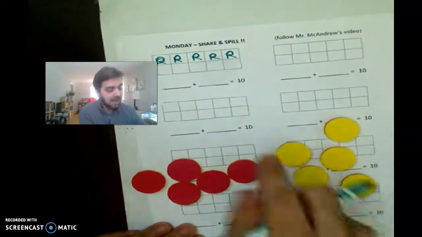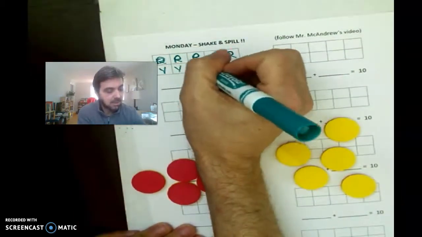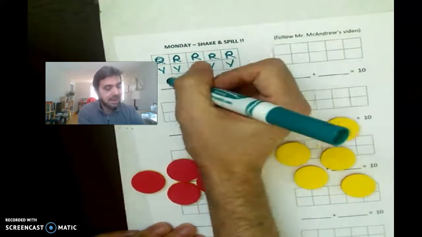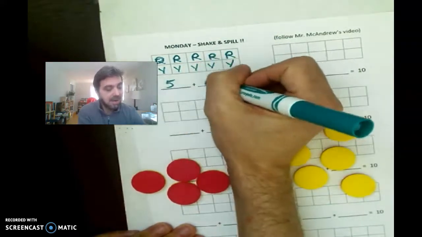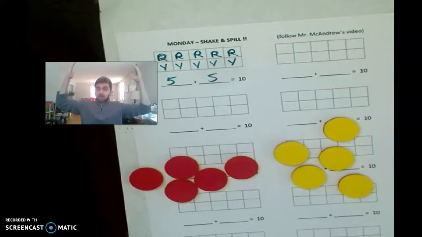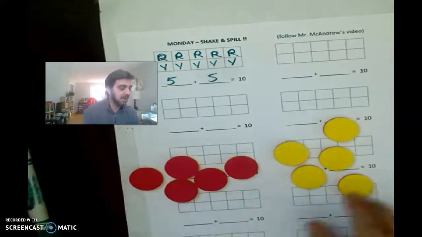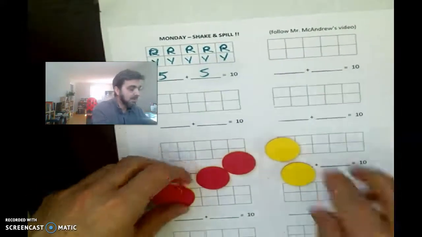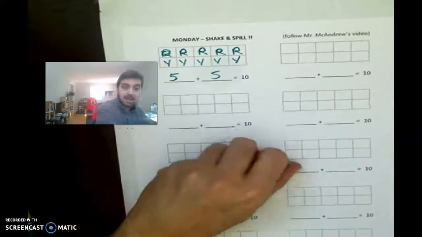So we're going to put, now how many yellows? 1, 2, 3, 4, 5. And then we're going to write 5 plus 5 equals 10. Okay? So that's how it works. And then you just keep going until you fill up the paper. So when you're done with that one, you put them all back in and you do it again.